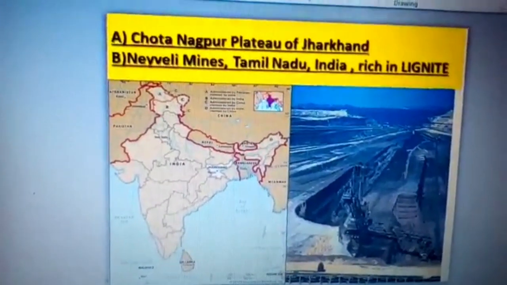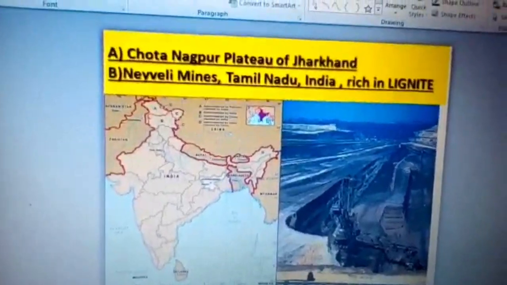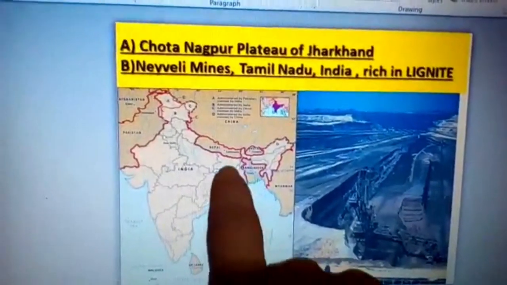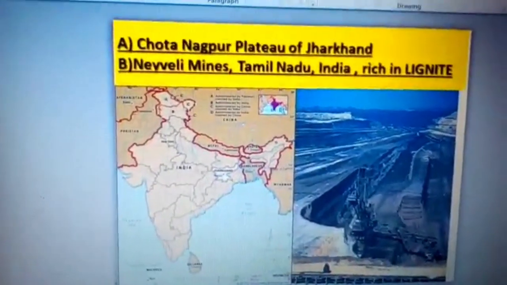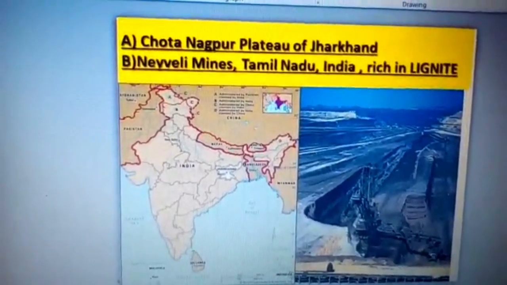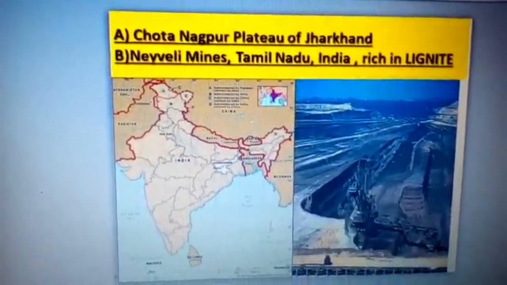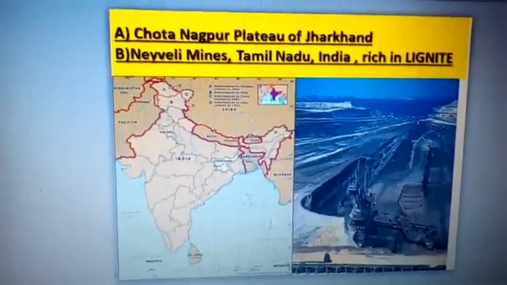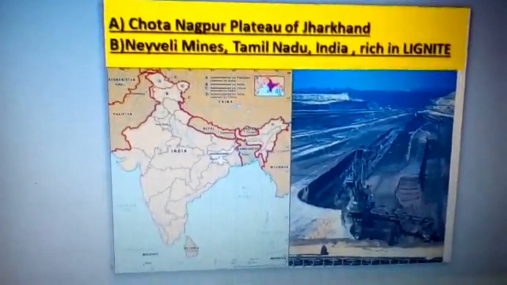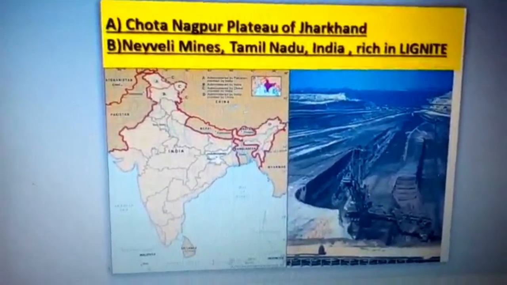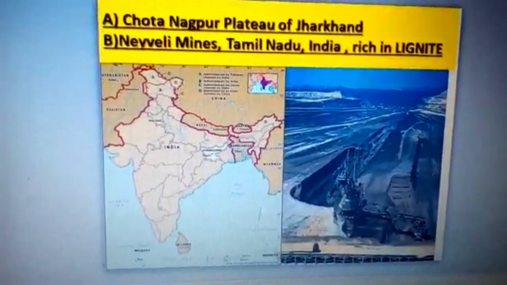India's main reserves lie in the Damodar Valley or the Chota Nagpur Plateau area, this area where you have the Damodar River. And some of the major mines are located at Jharia, Raniganj, Giridih, Bokaro, and Neyveli in Tamil Nadu, which is rich in lignite. I've given you a picture of that also.